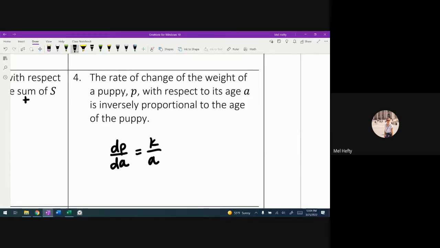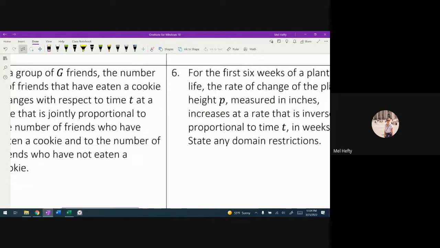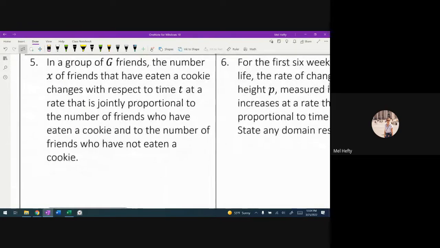There was a question, I think we'll do it next class, about a puppy on the AP exam. It was very cute. All right, this one is one if you're taking BC next year. This is a type of equation that we work with a lot in BC, a whole day on it.